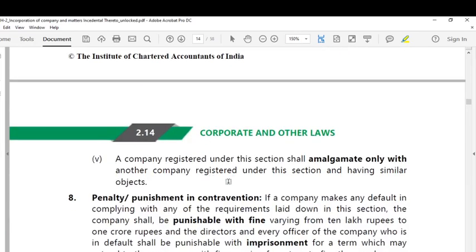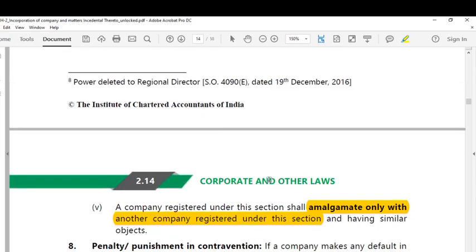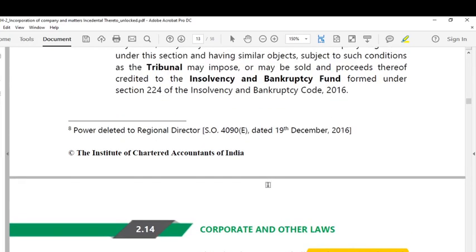The other option is that a company registered under this section shall amalgamate only with another company registered under this section having similar objects. So in order to amalgamate, it can amalgamate only with a company with similar objects, or else it will be wound up, and whatever surplus comes will be transferred to the insolvency and bankruptcy fund.